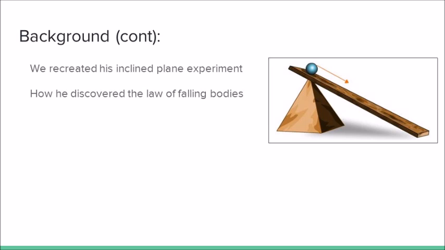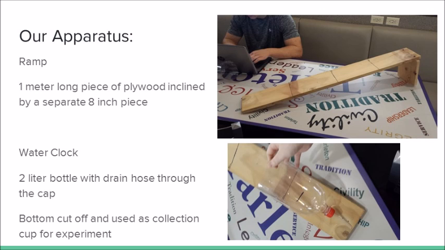We recreated his experiment of the inclined plane, where he found that if you roll a ball down an inclined plane at different angles, he could make statements about free-falling bodies undergoing the force of gravity. Our apparatus included a ramp made out of a 1-meter-long piece of plywood inclined by a separate 8-inch piece. Our water clock was an emptied 2-liter bottle with a drain hose through the cap. We cut the bottom off and used it as a collection cup for water for the experiment.